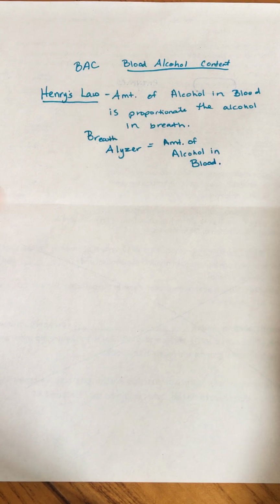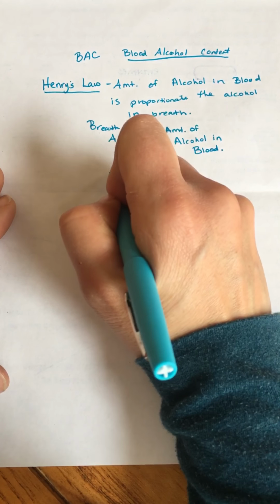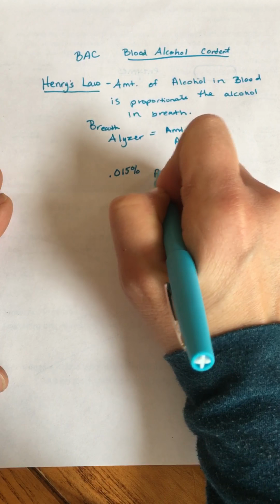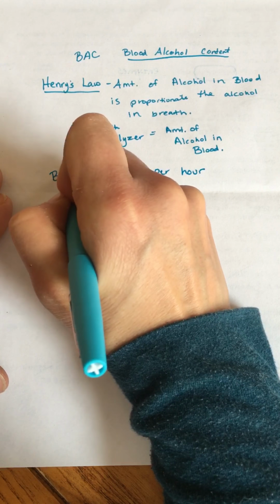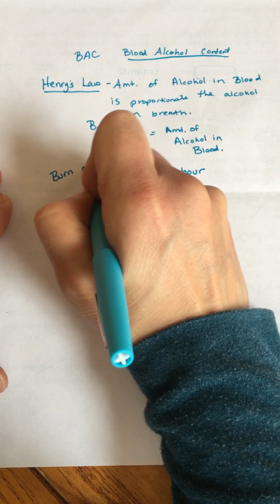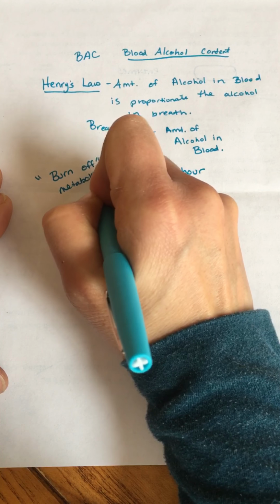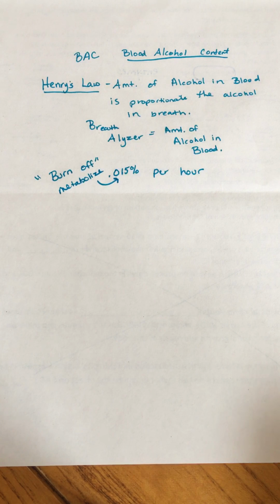So we said it burns off at a rate of 1 drink per hour. What is that in terms of percentage? That actually is 0.015% per hour. So what do I mean by that? Well, your body can metabolize, break down, burn off alcohol at a rate of 0.015% per hour. All right, that's your rate of metabolizing.